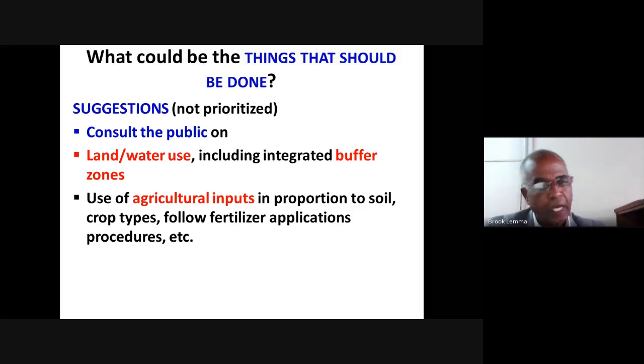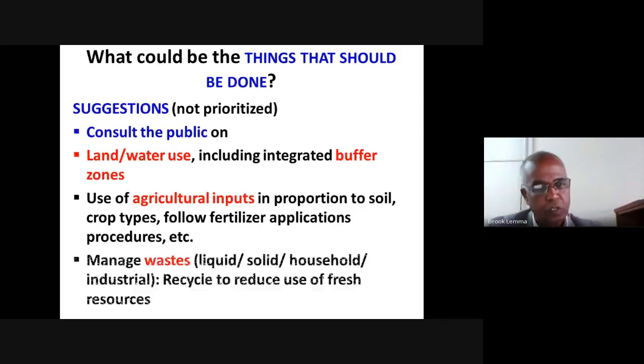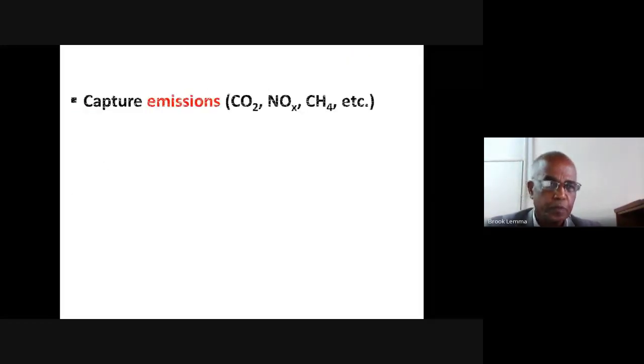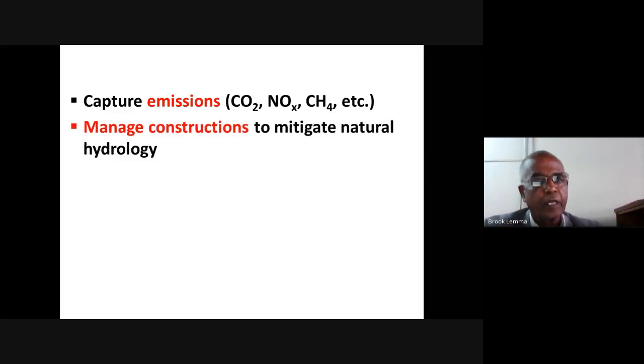And the kind of relationship that would be expected from agronomists is not being followed. So we need to manage our wastes. We need to capture emissions if we can. Again, this requires also technology. And we need to manage our constructions that are extending to the water shores. And we build our hotels right on the shores.